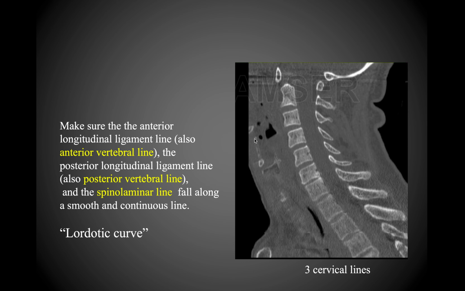So one thing that you want to be looking for is to make sure that the anterior longitudinal ligament line, which is also what we call the anterior vertebral line, right along here, is smooth and continuous. So there shouldn't really be any obvious deviation from drawing a smooth line along the anterior vertebral line. And similarly with the posterior line here as well, this should form a continuous, relatively straight line, smooth and continuous along its entire path.